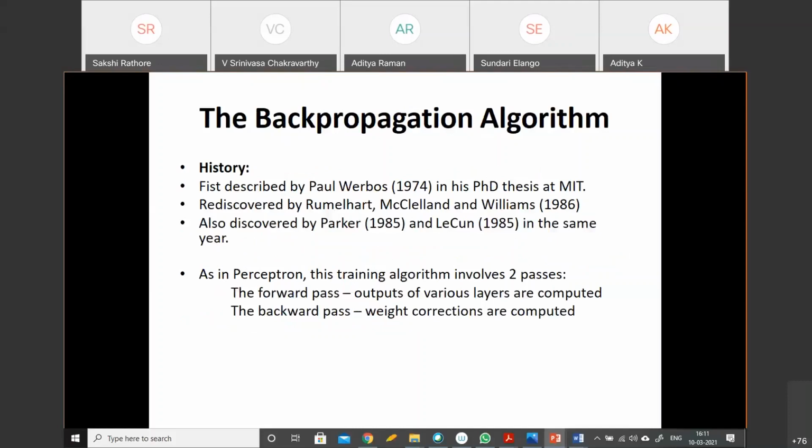So all these people discovered an algorithm called the backprop algorithm. Paul Werbos in the 70s in his PhD thesis, which was not noticed until much later. Then Rumelhart, McClelland, Williams in 86, and Parker in 85, LeCun in 85. So all within a span of about 2 years, if you ignore Paul Werbos, they discovered pretty much the same algorithm.